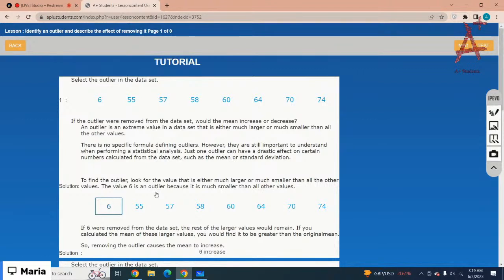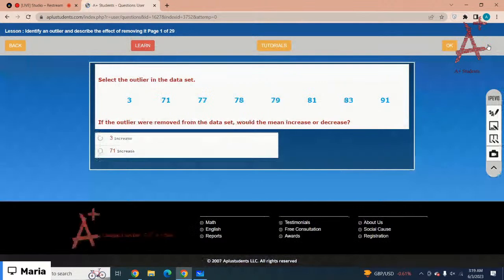Let's just start with the test questions. Because an outlier is a very small number or a very large number, when you remove the outlier, it will either increase or decrease the statistical values. Got it? Okay, select the outlier in the dataset. If the outlier were removed from the dataset, would the mean increase or decrease?